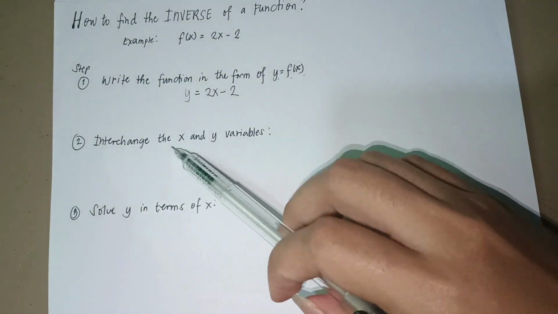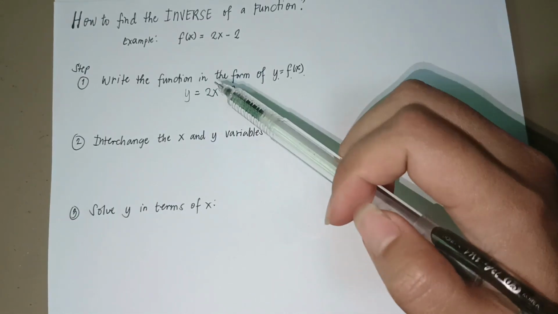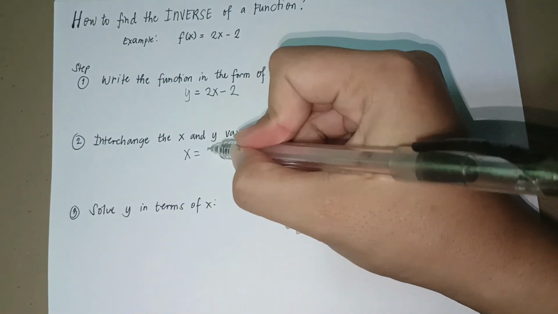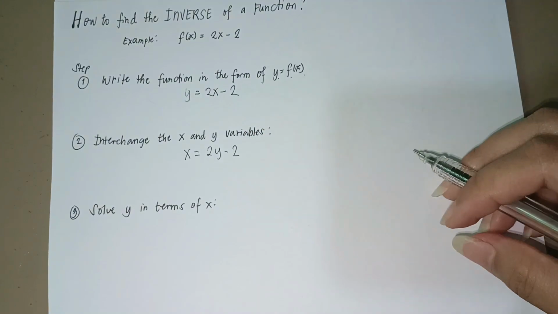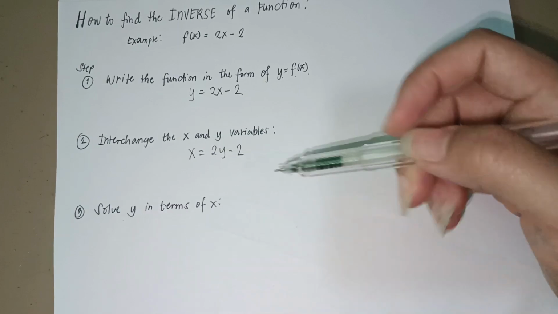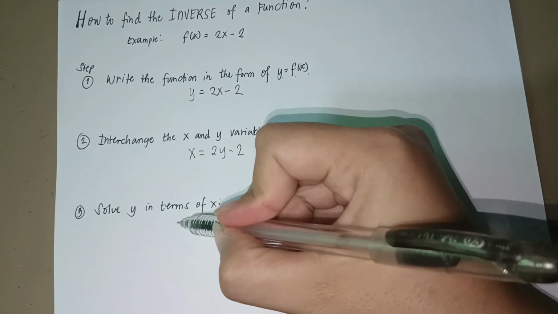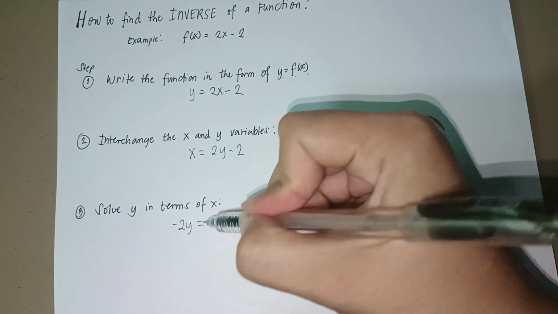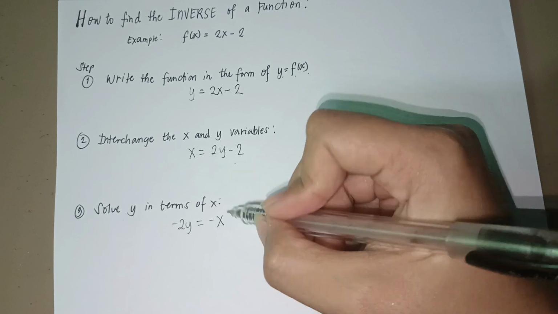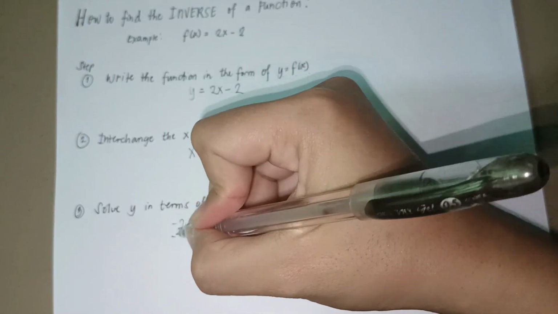Second step, interchange the x and y variables. This is the y variable and this is the x variable. We just swap them: all the y's we replace with x, and all the x's we replace with y. And then step number 3 is to solve for y in terms of x. From this function, we place y on the left side of the equation, so it becomes negative 2y. At the same time, we place x on the right side of the equation, and it becomes negative x by transposition. Its sign changed.